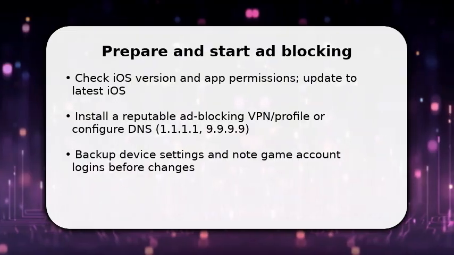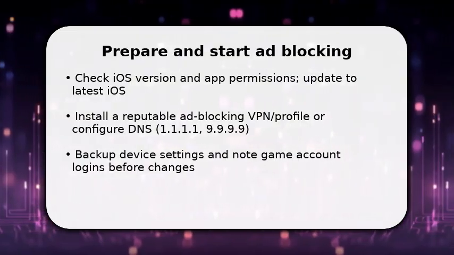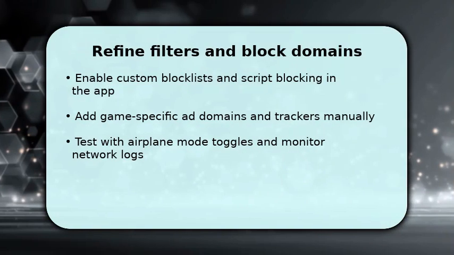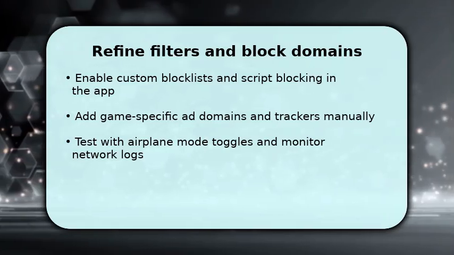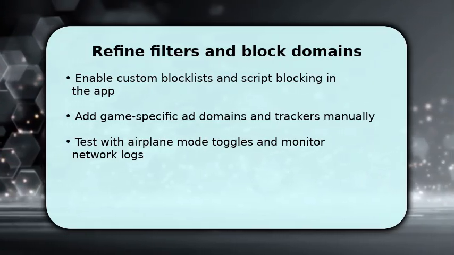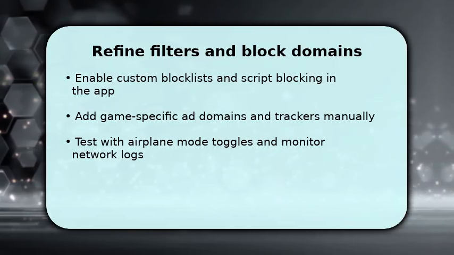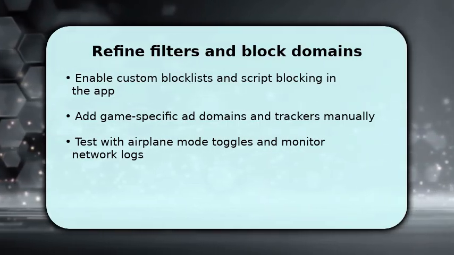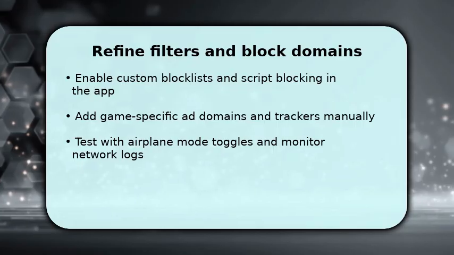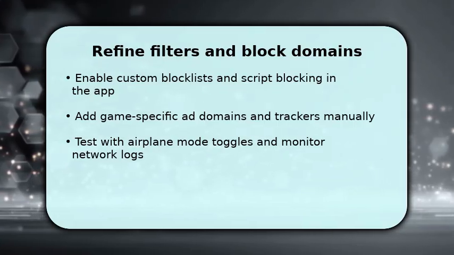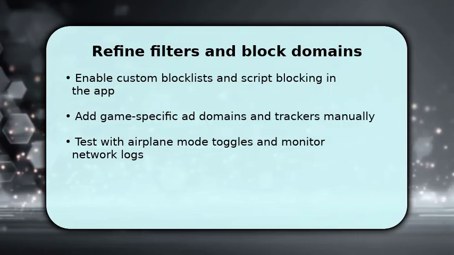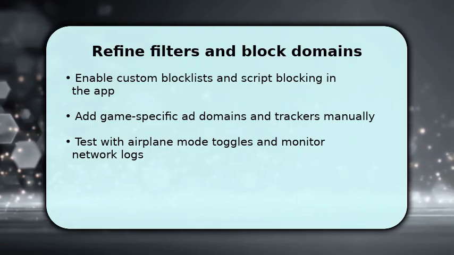Next, we'll refine filters and handle in-app ad frameworks. Now refine the blocking rules so you stop targeted ad requests. Open your ad blocker and enable custom block lists plus script filtering, because many game ads load via web views and scripts. Add known ad-serving domains used by your specific games. You can copy domains from a network log or community lists.